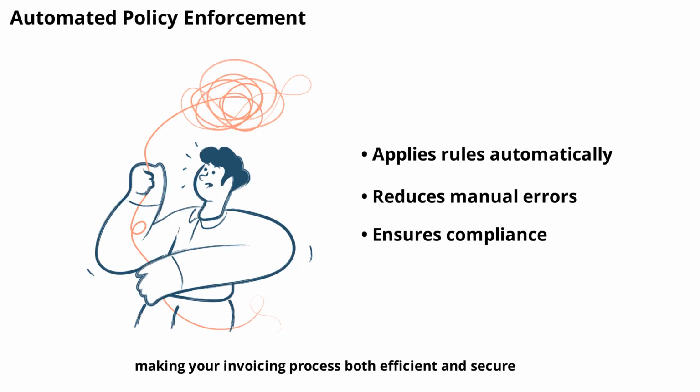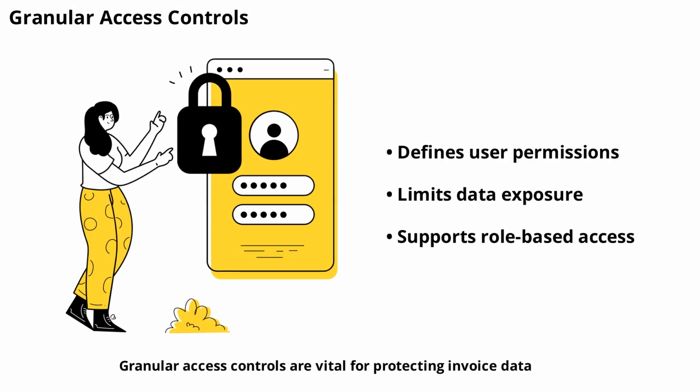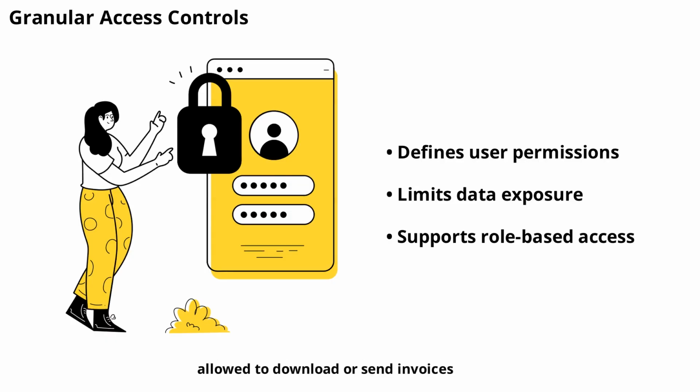Granular access controls are vital for protecting invoice data. This DLP feature allows you to define exactly who can view, edit, or share invoices within your organization. By restricting access based on roles or departments, you minimize the risk of unauthorized exposure. For instance, only finance team members might be allowed to download or send invoices, while others can only view limited details. This targeted approach keeps sensitive information on a need-to-know basis.